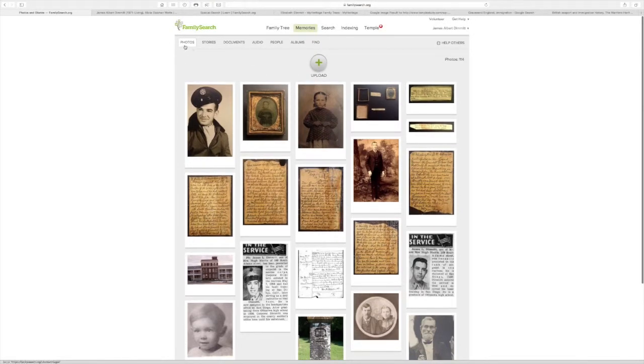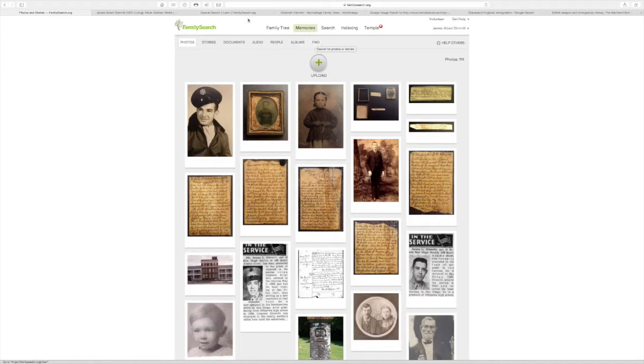At the top, you'll see a set of tabs. These tabs are areas where you can find stories, documents, audio, albums, etc. What you can do with these is store your particular photos, documents, etc. Or this is my favorite right here, and that's Find.